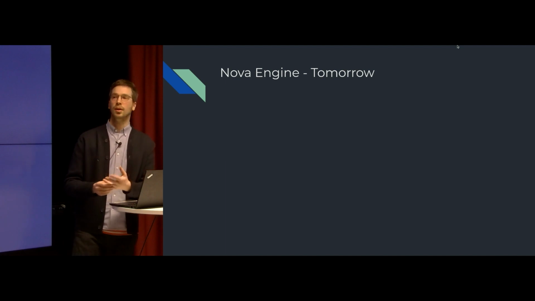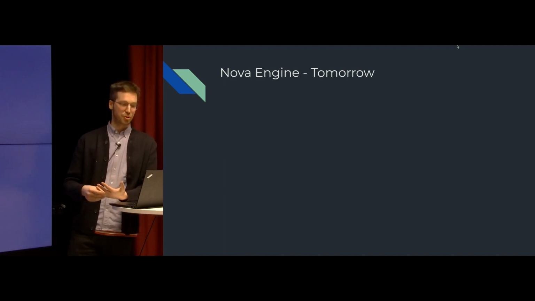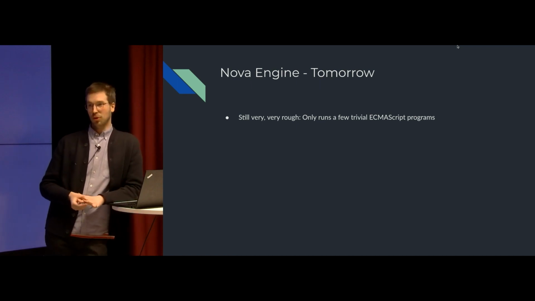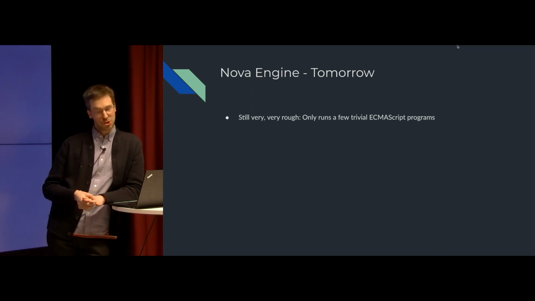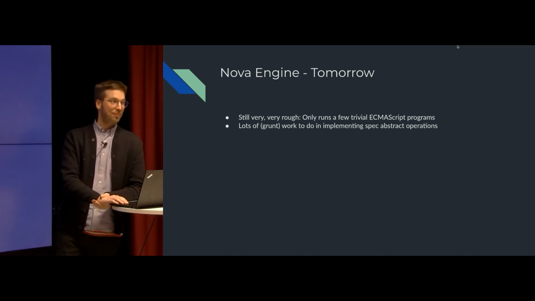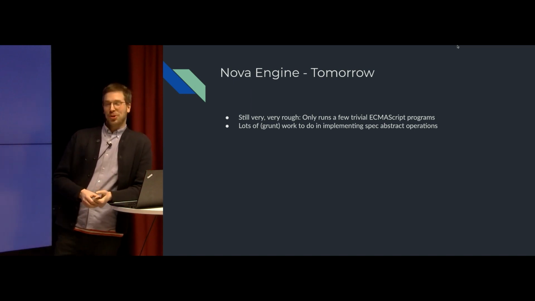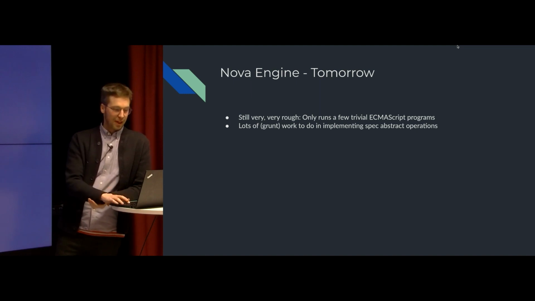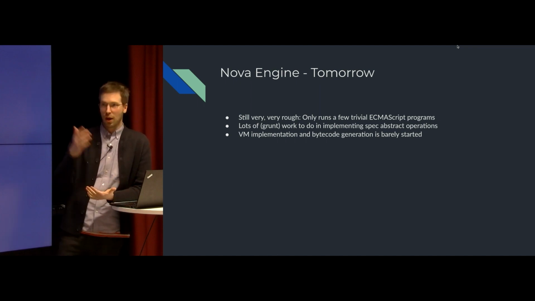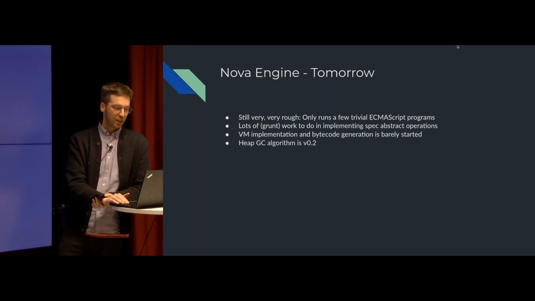So okay, what is Nova going to be tomorrow? We're still very, very rough. It only runs a few trivial ECMAScript programs. It still can't call functions, for instance, which is somewhat important. But there's a lot of grunt work left to do for implementing more spec abstract operations. The VM implementation and the bytecode is just barely started, which is why we can only run some trivial programs.